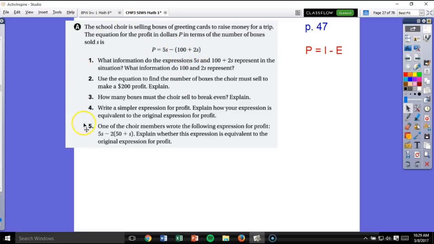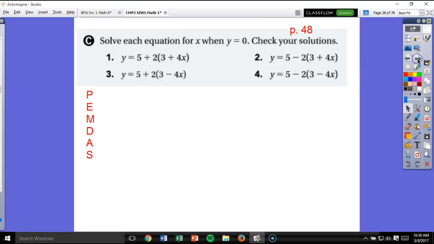I want you to go through these and be able to answer those questions. How many boxes do they sell? Use an equation to find out how many they must sell to make a $200 profit. Be able to explain what each of these terms is, and find out if this expression is the same as this expression, so you'll need to expand that out using your PEMDAS.